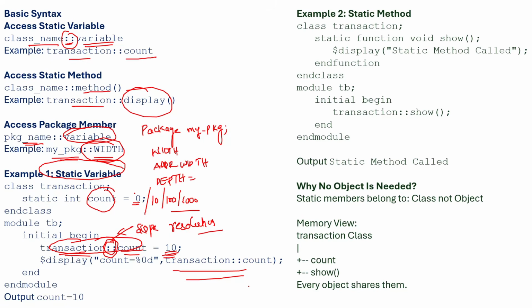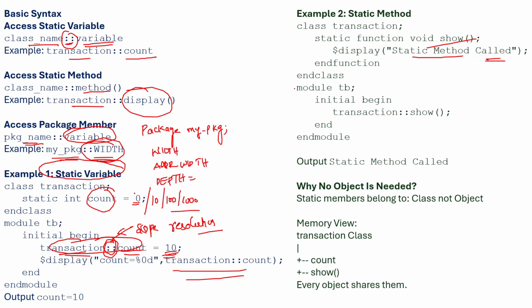Your method name is show. You're calling that method. So show, and then $display static method. I'm writing a display, I'm calling the static method. So that's what is displayed here, and then "static method called".